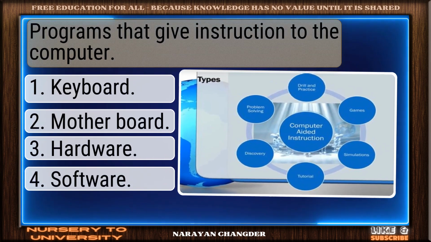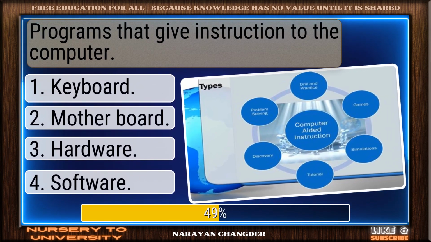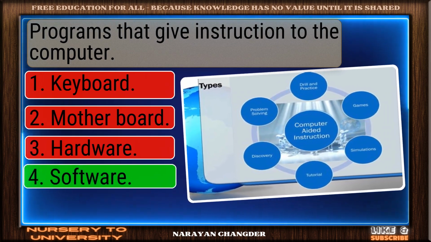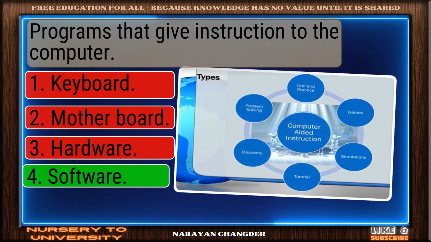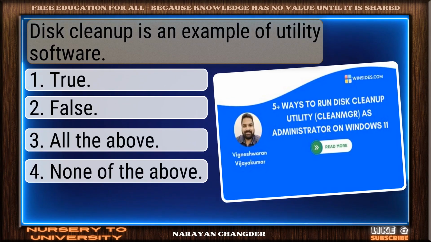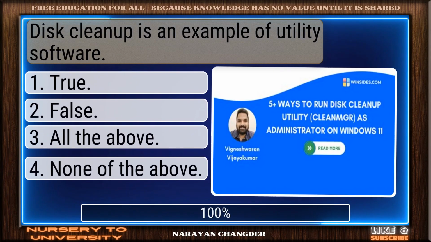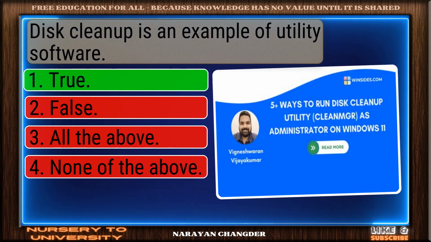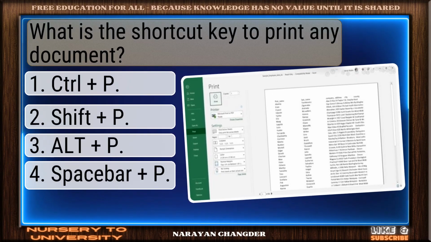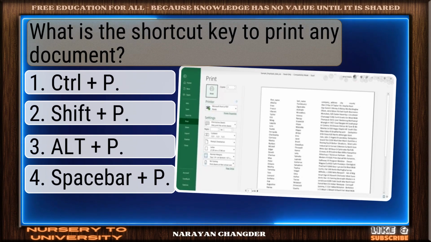Programs that give instruction to the computer. Smart move. Software is an accurate answer. Disk cleanup is an example of utility software. Correct. True is the right answer. What is the shortcut key to print any document?